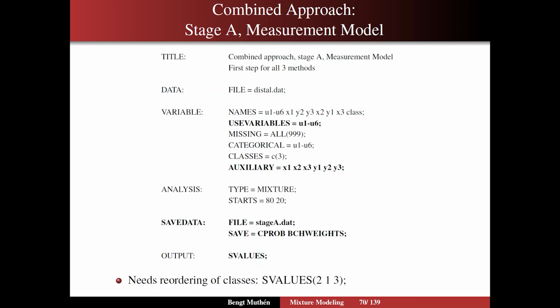Turning to slide 70 then, let's take a look at the stage A, the measurement model. So we work with the original data set, distal.dat, and here are the names. And we have use variable list only the indicators.